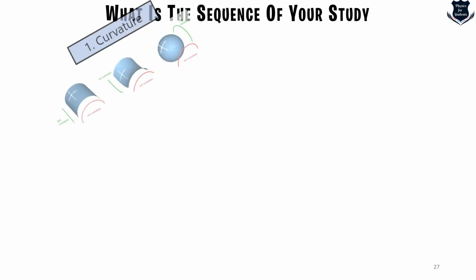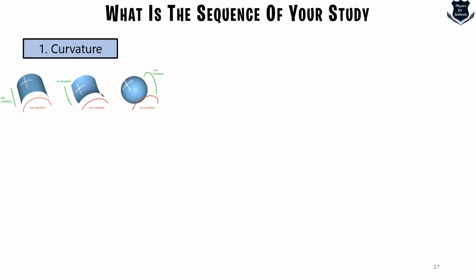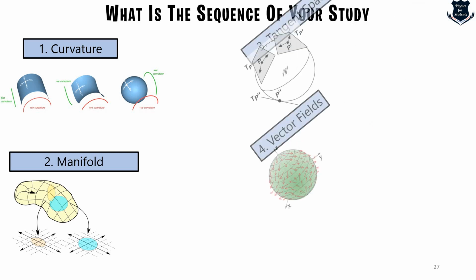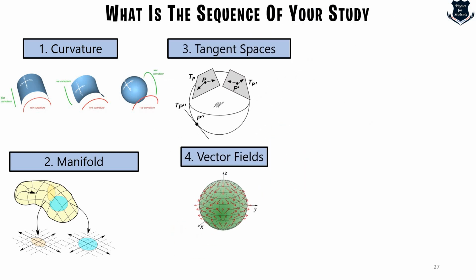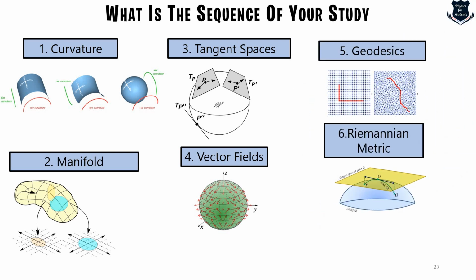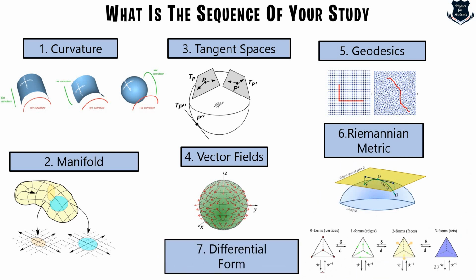Now you see, when we talk of sequence, I also need to mention the concepts and how we study. So first you start with curvature, understanding what curvature is and the entire mathematics. Then you go into what a manifold is, very, very important, because the entire physics of general relativity is based on manifolds. Then we go to tangent spaces, vector fields. Also learning geodesics is important. The sixth one would be the Riemannian metric, and finally, a little bit difficult and which takes time, is called differential forms.